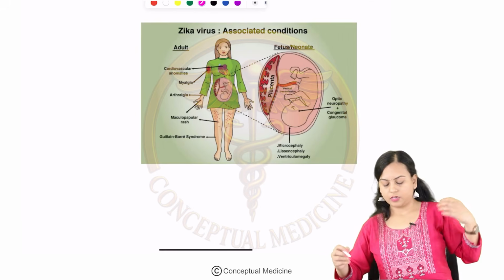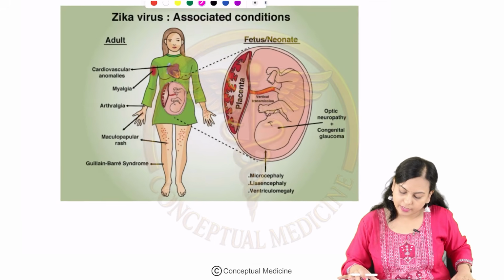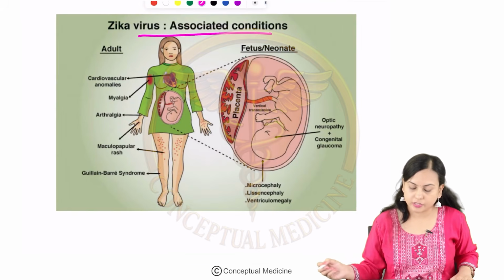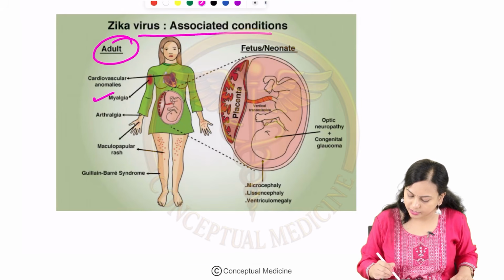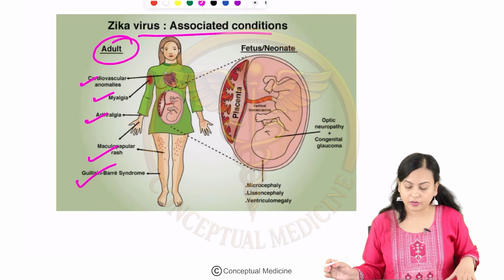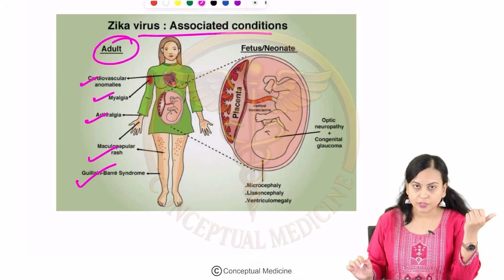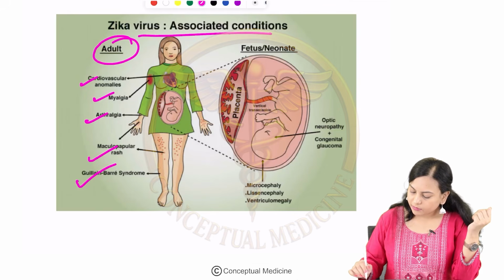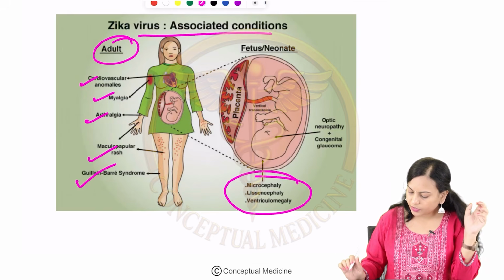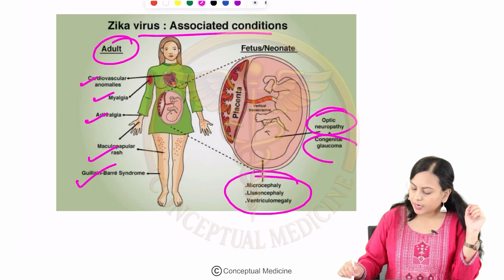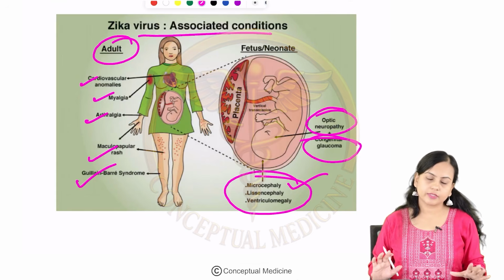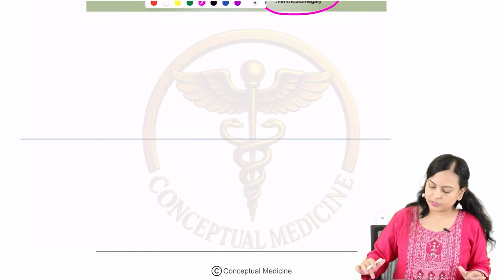So, if you see this picture, you will be able to understand it better. The clinical features. So, Zika associated conditions in the adult include, there can be myalgia, arthralgia, maculopapular rash, and it can even result in Guillain-Barré syndrome and cardiovascular anomalies, and it can be transmitted transplacentally during pregnancy period itself, and it can result in microcephaly, lysencephaly, ventriculomegaly, and optic neuropathy and congenital glaucoma. Okay, so this point is very important. Okay, there is severe microcephaly in these fetus.